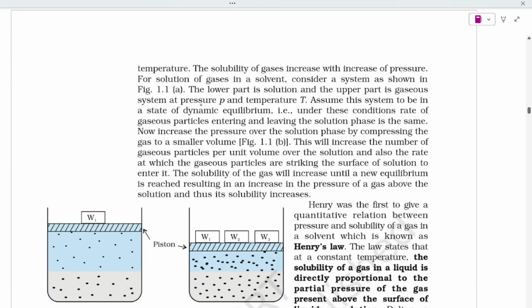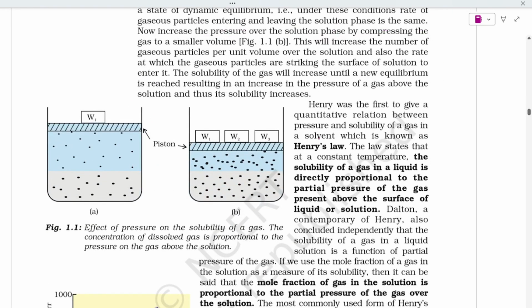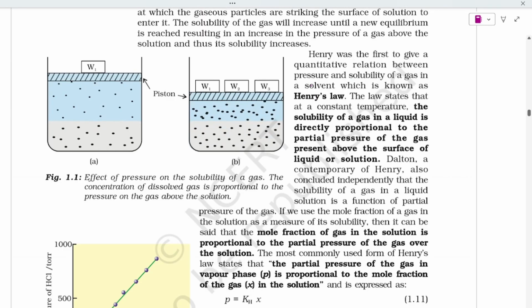And if you see the effect of pressure, the solubility of gas increases, that is, it is directly proportional to pressure, where the lower part is solution and the upper part is the gaseous state. Now Henry's law: the law states that the solubility of a gas in a liquid is directly proportional to the partial pressure of the gas present above the surface of the liquid or solution.